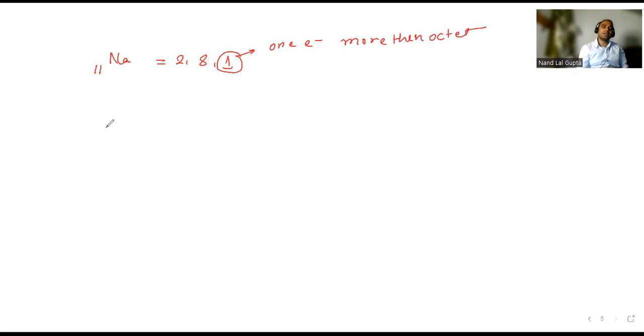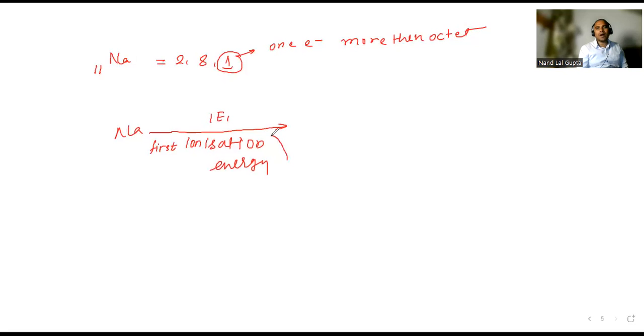But you cannot easily remove this electron. So sodium is going to remove one electron. How? By IE1, we are supplying the ionization energy. Because you want to remove only one electron, you supply the first ionization energy. So what is going to happen? Na will lose one electron.